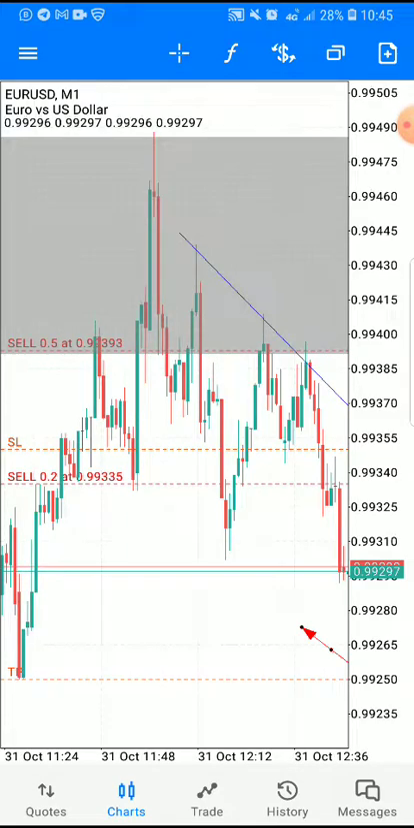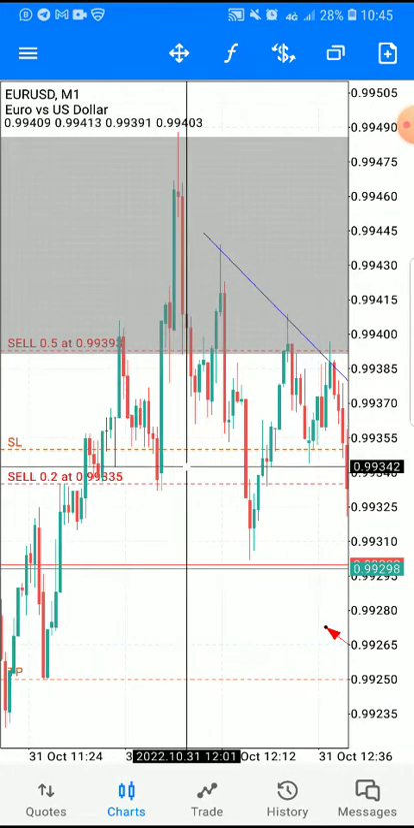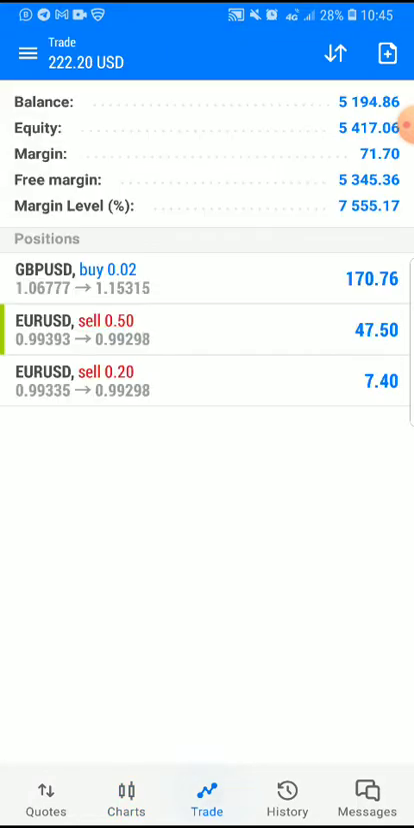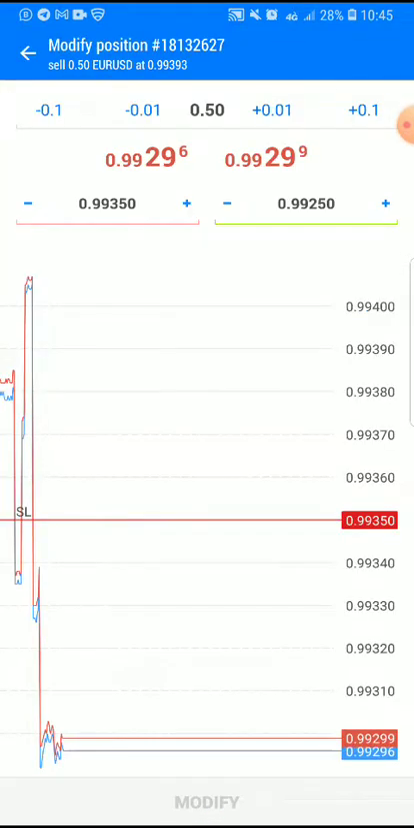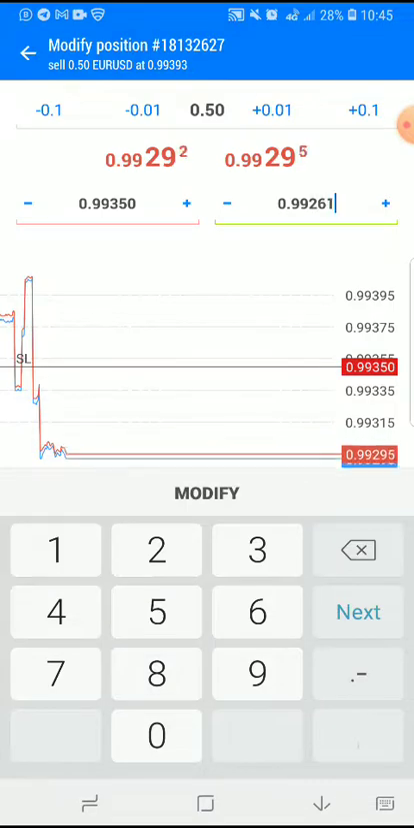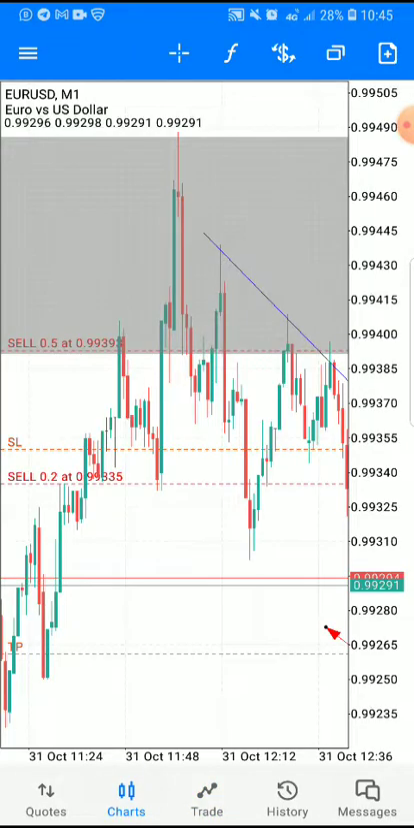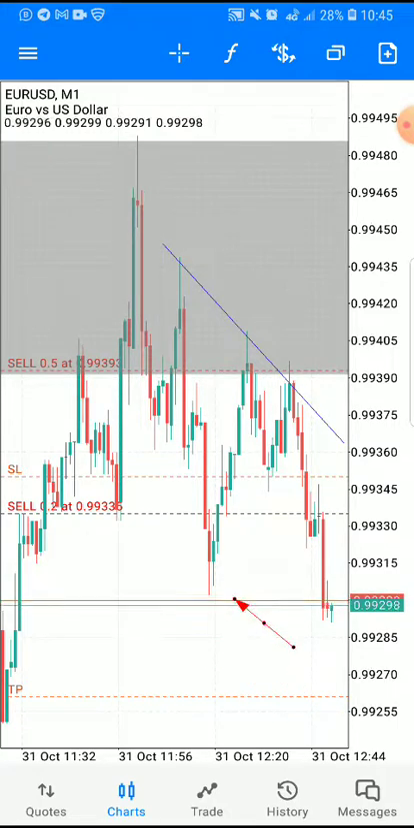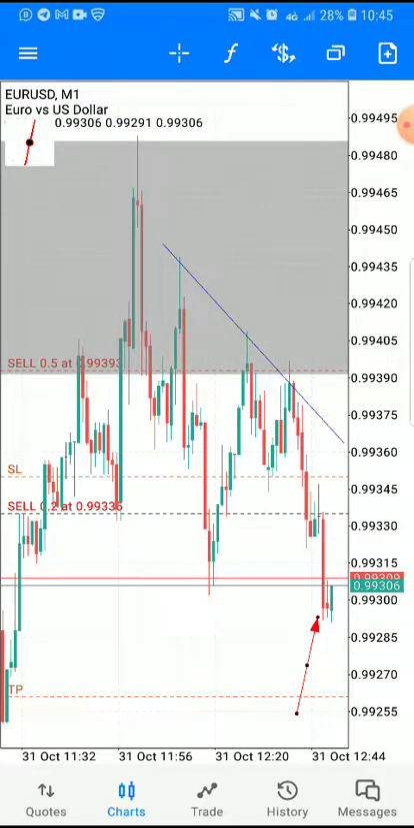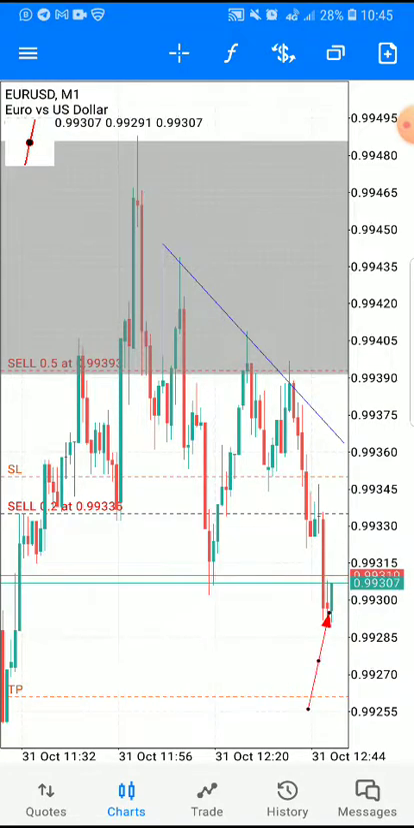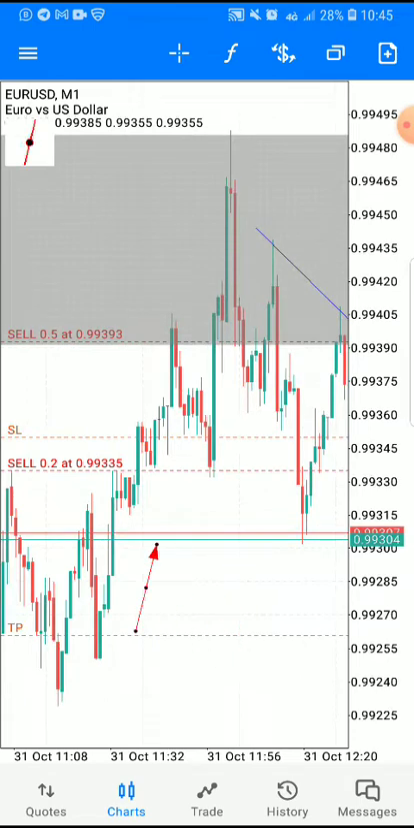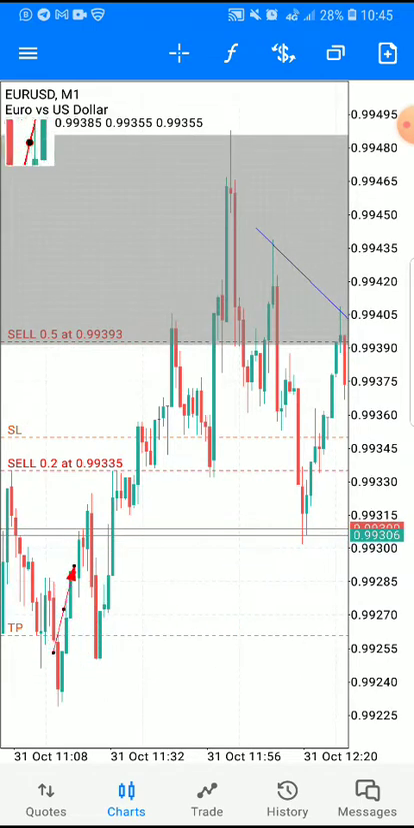Let me just adjust it a little. 99261. So 99261 as my take profit will do the trick. Guys, currently we are doing so well with the 0.2 lot size. Like I said, I want to get closer to 5 pips at least. Let me see why there's a reaction over there. Of course, the reaction is happening because of this particular candlestick formation right here.